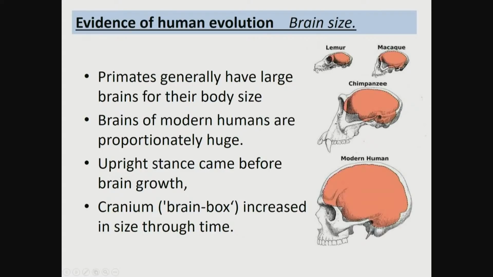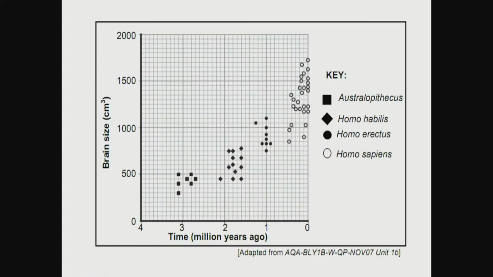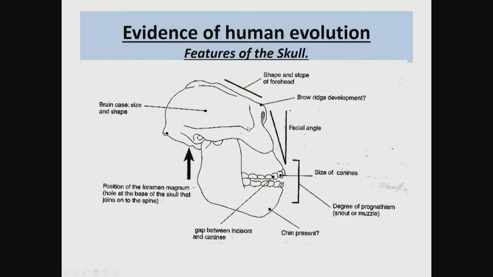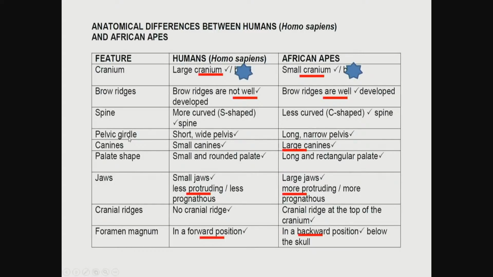The difference in the cranium or the skull is small to big. The cranium is small to big. I will say something on the brain just later on when we must use the brain, but in this case the skull or the cranium. So typical questions again. Evidence of human evolution. So the anatomical differences between humans and African apes.